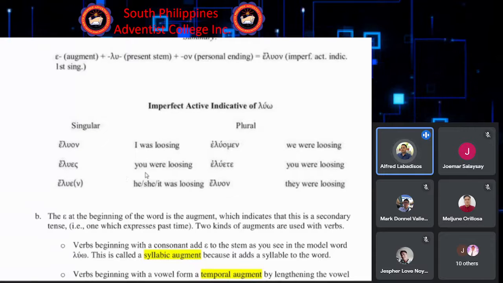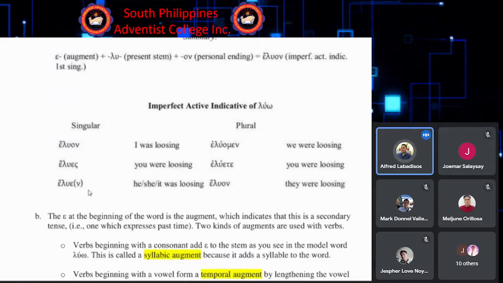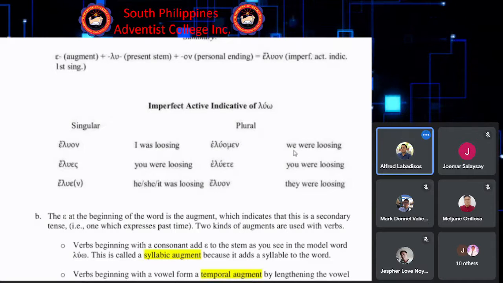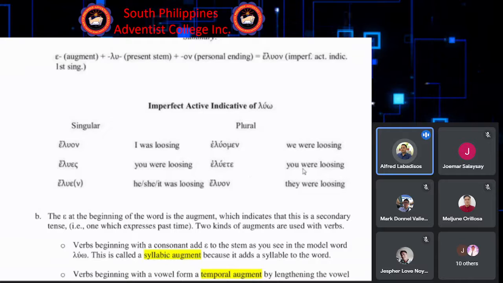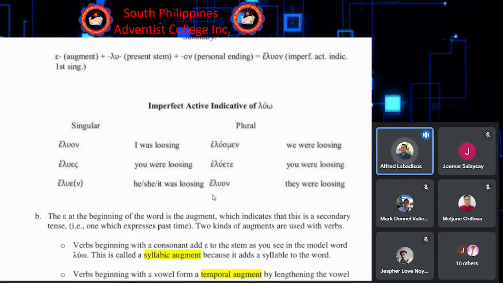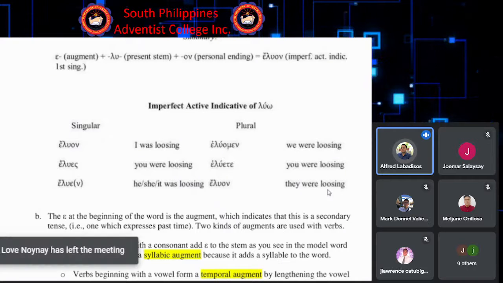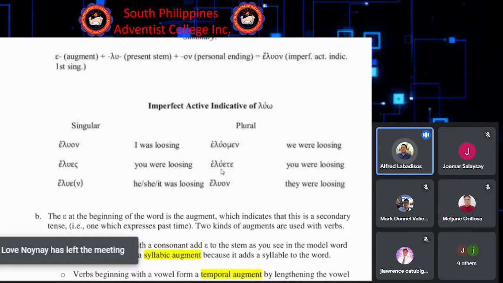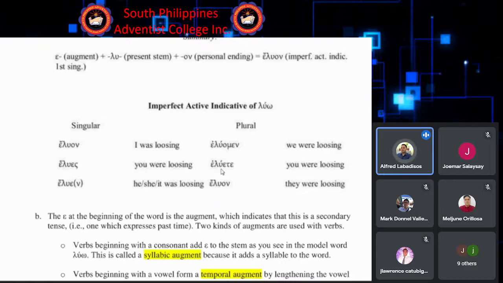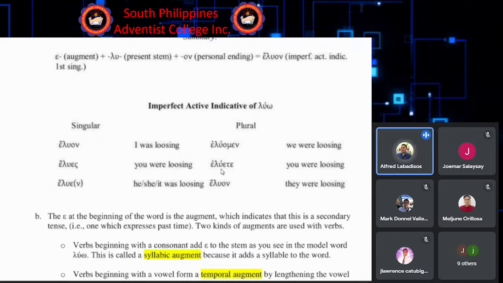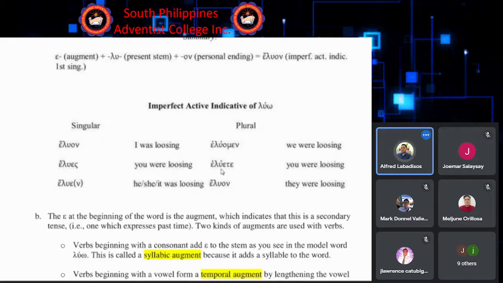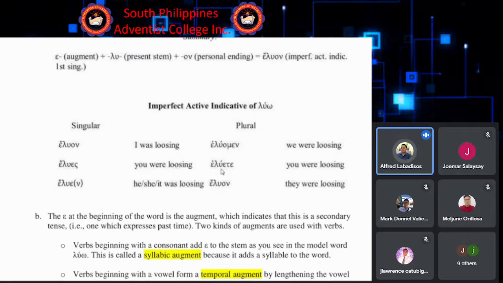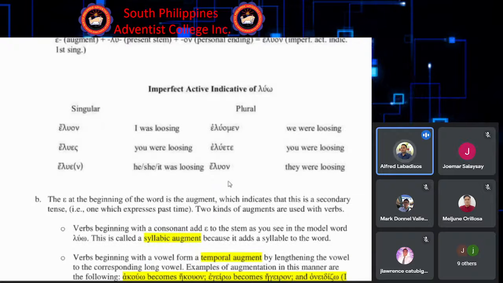Eluues, you were loosing. Elue, he, she, it was loosing. Eluomen, we were loosing. Eluete, you were loosing. And eluon, they were loosing. So again, imperfect is a continuous action in the past. Now, this is the nature of the action of imperfect in the indicative mood. It's an ongoing action, or a progressive action that happens in the past.